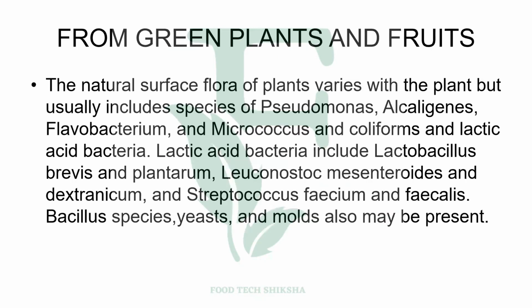Now, if we talk about contamination from green plants and fruits, the natural surface flora of plants varies with the plant, but usually includes species of Pseudomonas, Alcaligenes, Flavobacterium, Micrococcus, coliforms, and lactic acid bacteria. The species normally present in all of them are Pseudomonas, Alcaligenes, Flavobacterium, and lactic acid bacteria, which may include Lactobacillus brevis and Lactobacillus plantarum. The Bacillus species, yeasts, and molds are also present.